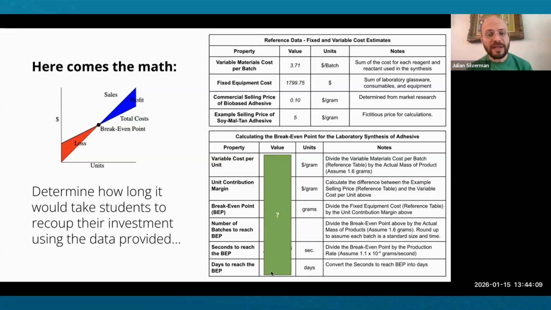And so the first thing we're going to calculate together is the variable cost per unit. And this is just going to be the ratio of the cost per batch, that $3.71, and we're going to divide that by the amount of product the students made in the lab. So that was the 1.6 grams. So you'll take your 3.7, you'll divide by your 1.6. In this case, I always like to have my students do a little bit of mental math, see if a number is reasonable. But in this case, right, it looks like it should be something roughly around $2-ish per gram.